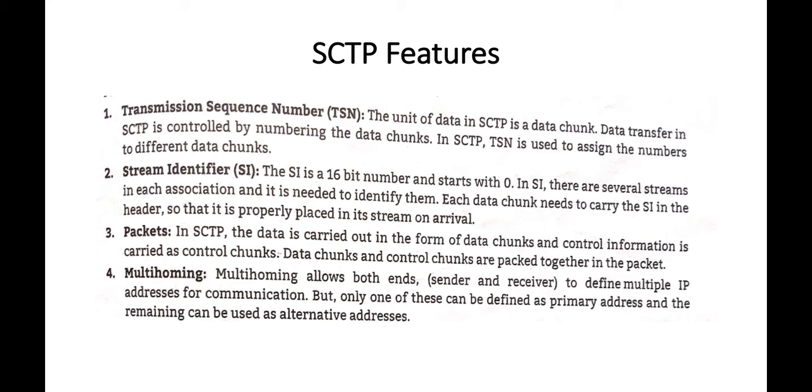Okay, then the next one is multi-homing. Multi-homing allows both ends to define multiple addresses for communication. Multi-homing is also discussed among the services of the protocol. It means we do not use only one single IP address; we use multiple IP addresses for the communication. But only one of these can be defined as a primary address, and the remaining can be used as alternative addresses.